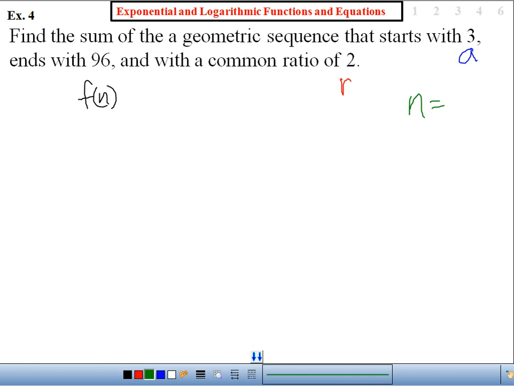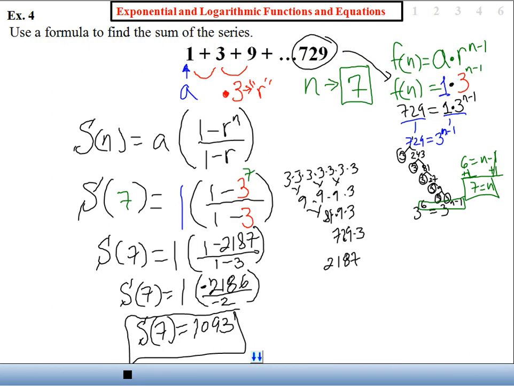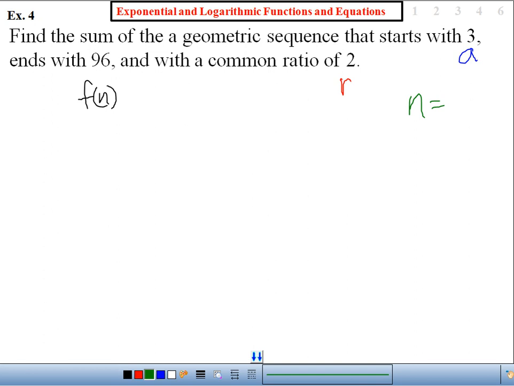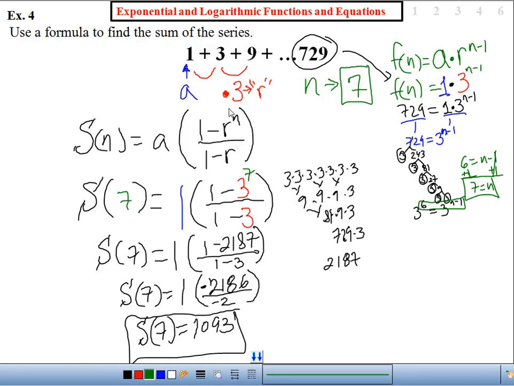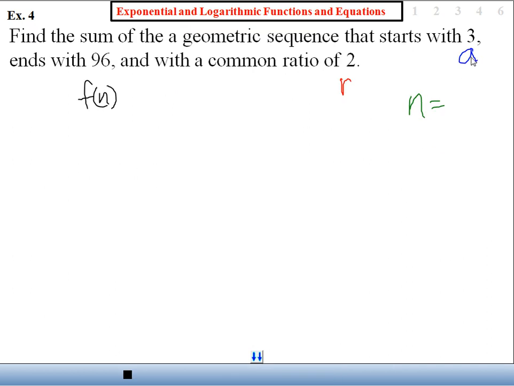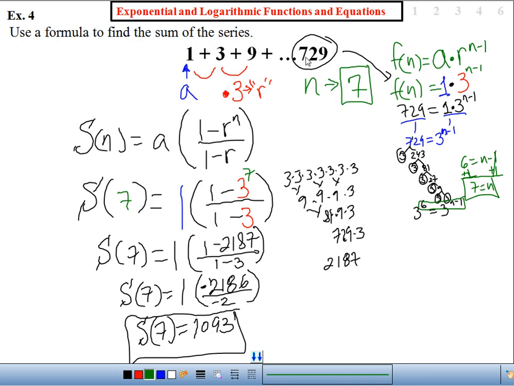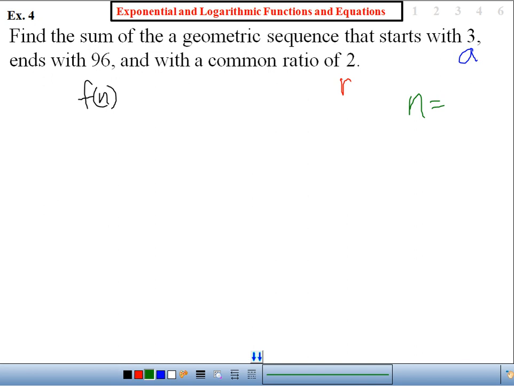Pretty simple. Like I said, this is basically the one we just did. It's the same thing. What is this one? They gave us a, they gave us r, but they didn't give us n. And on this one, they do give us n, and they give us the last term that we need for this part. All right, so let's see how you do with that.